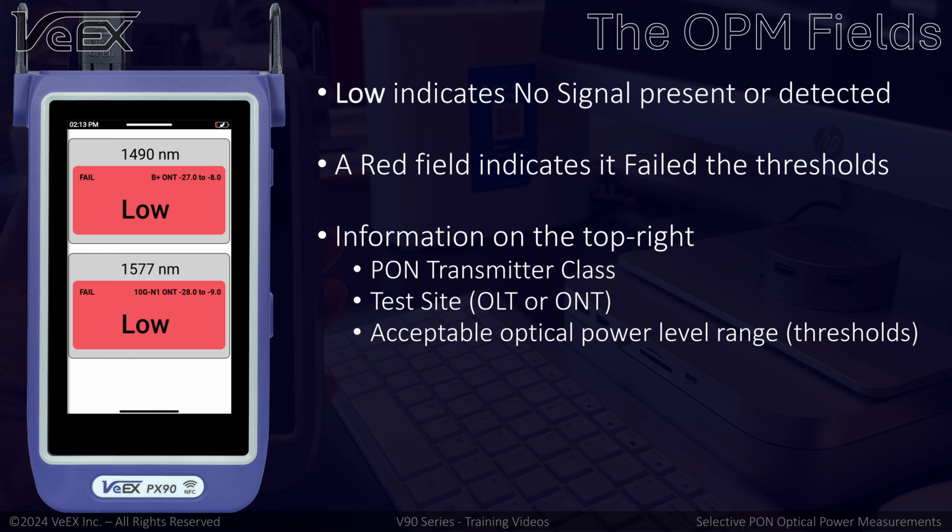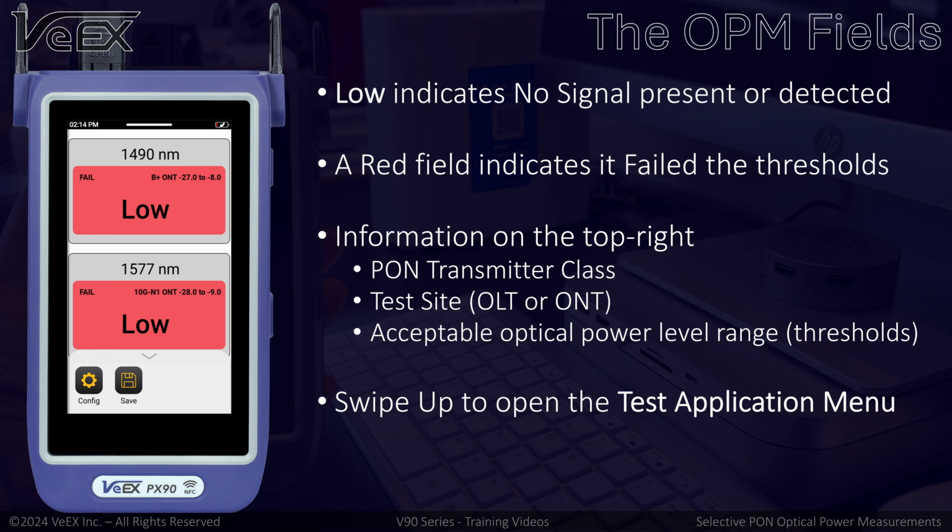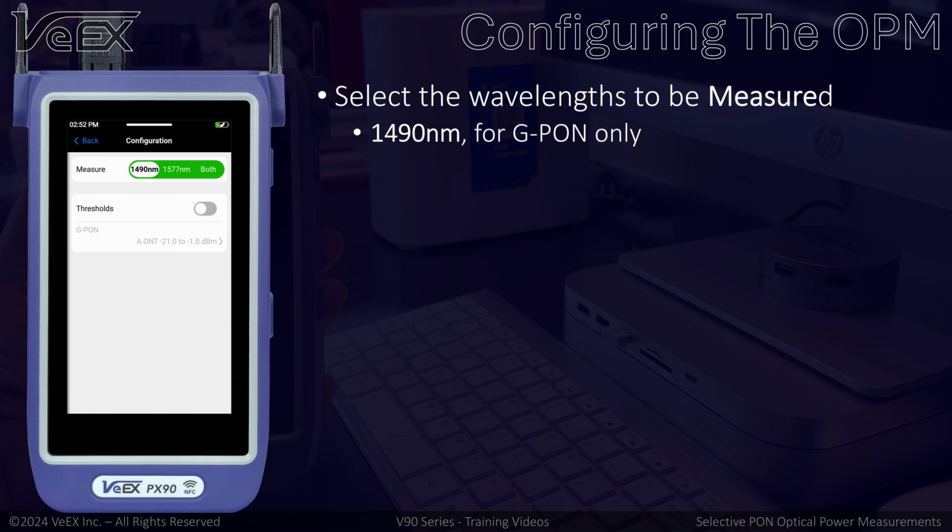Besides wavelength and power level, the result fields contain extra information used for the pass-fail evaluation, such as the PON transmitter class, site or location where the test is being performed, and the acceptable optical power level range for that port. Swipe up from the bottom to reveal the test applications menu. Tap on the config button.